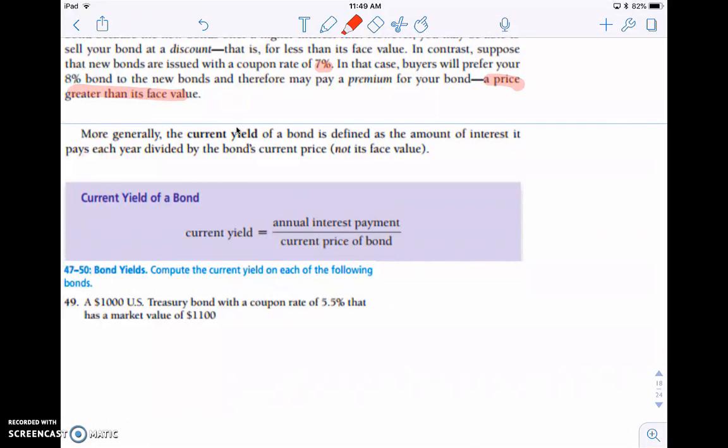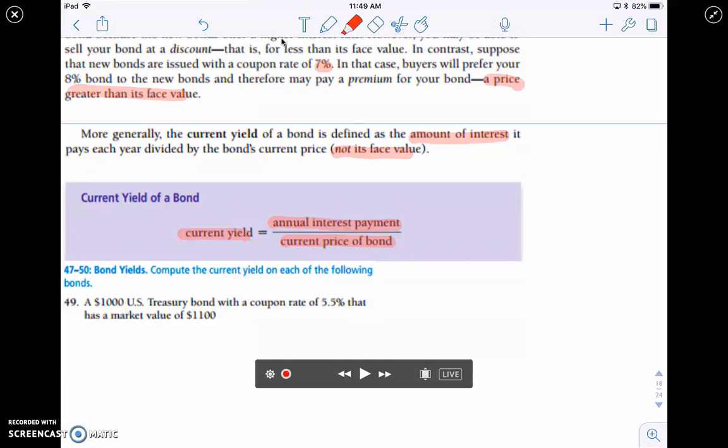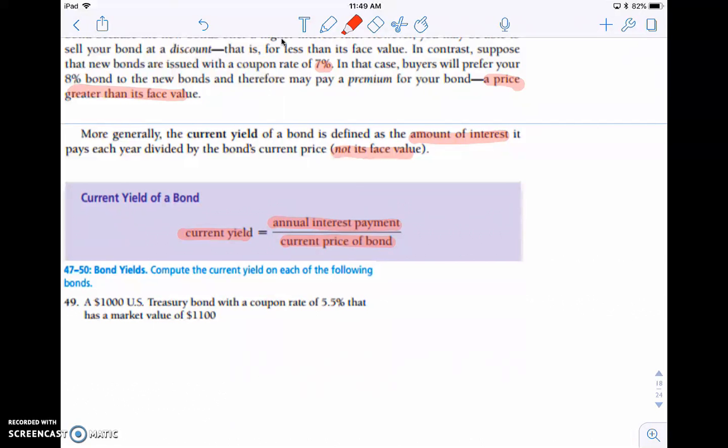And that is defined as the amount of interest it pays each year divided by the bond's current price, not its face value. Okay, so current yield is the annual interest payment divided by the current price of the bond. I'm just checking my time here. So I'm right up against the clock. So we're going to look at bond yields in number 49 in the next video.